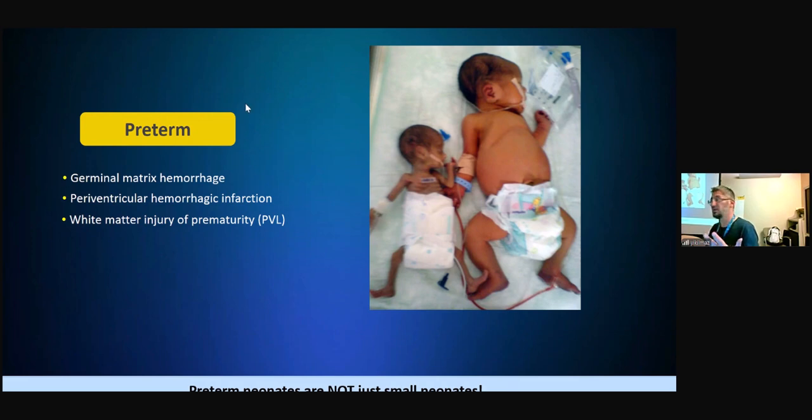For example, typically we see germinal matrix hemorrhage, periventricular hemorrhagic infarction, PVL, or white matter injury of prematurity in the preterm infants, particularly in them, because of many things.